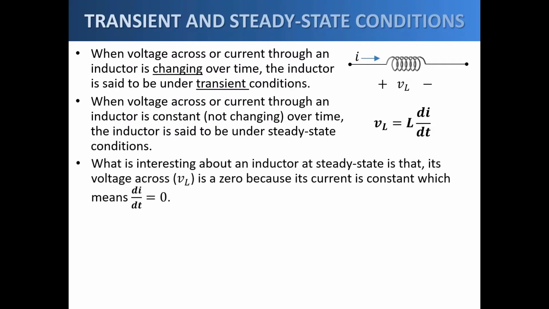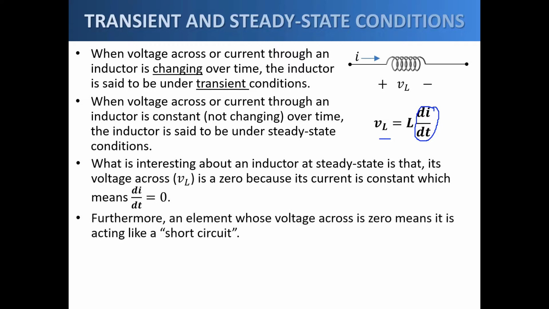Now, what is interesting about an inductor that is at steady state is that the voltage across it is zero because the current is a constant. That is, if we take the derivative of a constant current, that will give us zero. So di/dt will be zero at steady state, and therefore V sub L will be zero as well. Now we know that if an element has zero voltage, it is like a short circuit.